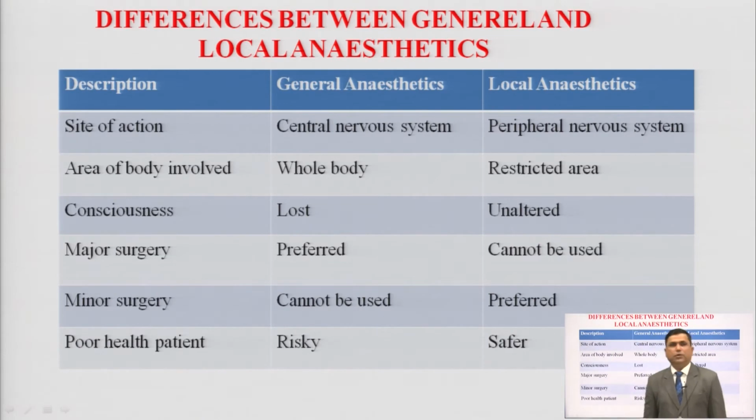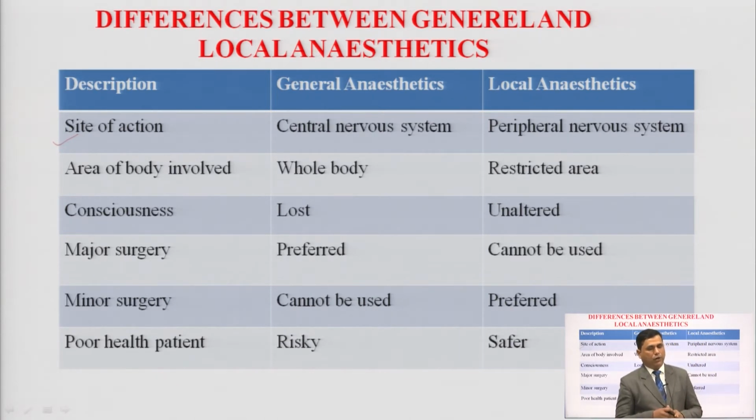Now, what are the basic differences between the general anesthetics and the local anesthetics? There are two types of anesthetics, general anesthetics and local anesthetics. The first difference is the site of action. The site of action of the general anesthetics is the central nervous system, and the site of action of the local anesthetics is the peripheral nervous system.